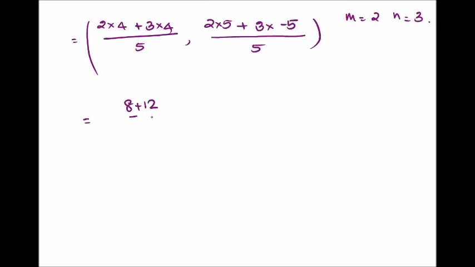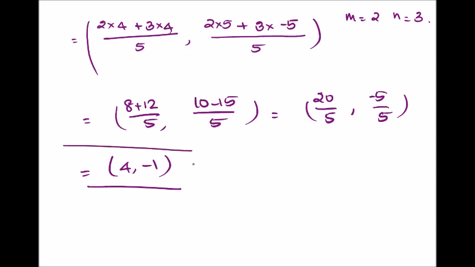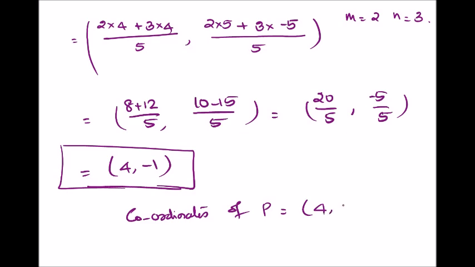8 plus 12 divided by 5, comma, 10 minus 15 divided by 5. That is equal to 20 divided by 5, comma, minus 5 divided by 5. That is (4, -1). These are the coordinates of P. Coordinates of P is equal to (4, -1). This is the final answer.